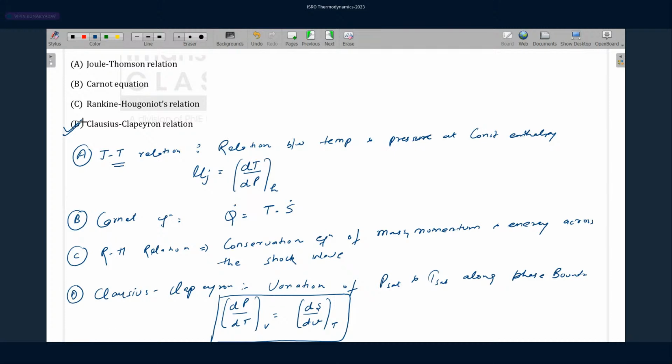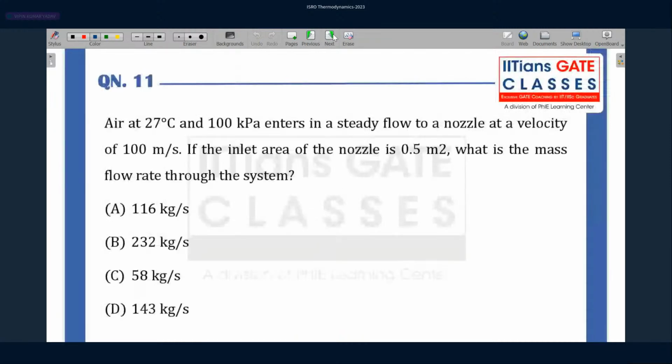Chalo. Let's move on to the next question. Now air at 27 degrees Celsius and 100 kilopascal enters a steady nozzle. So what do you have? A nozzle, at the velocity V1 equal to 100 meter per second. If the inlet area A1 is equal to 0.5 meter square, what is the mass flow rate?